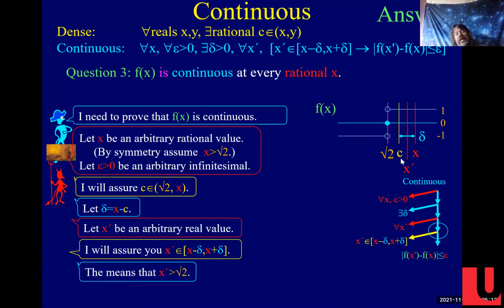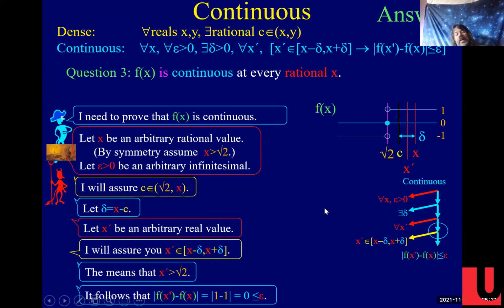And then we say, because we're in the range, we know that x is bigger than c. So it's bigger than the square root of 2, which gives us that its value is 1, and the difference between them is 0. We never really used the epsilon. We got an epsilon from up here, but we never really used it because the difference is 0.